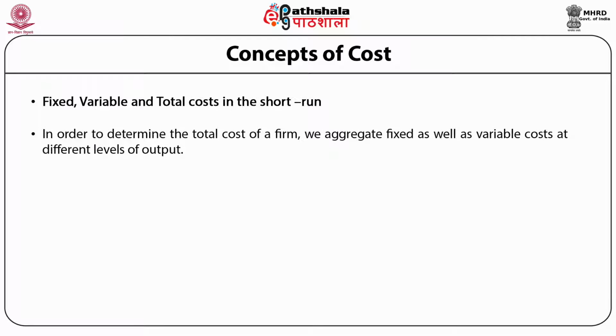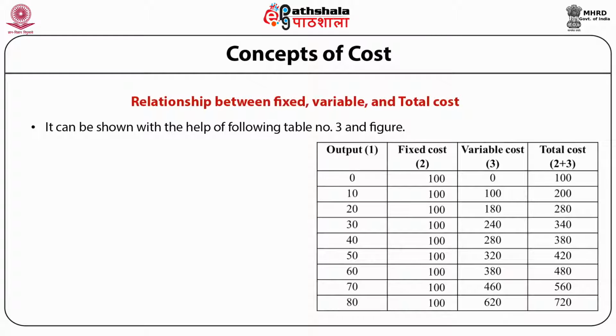In order to determine the total cost of a firm, we aggregate fixed as well as variable cost at different levels of output. So, total cost is a sum total of fixed cost and variable cost. Symbolically, TC is equal to FC plus VC. Here, TC means total cost, FC means fixed cost and VC means variable cost. It can be shown with the help of following table and figure.